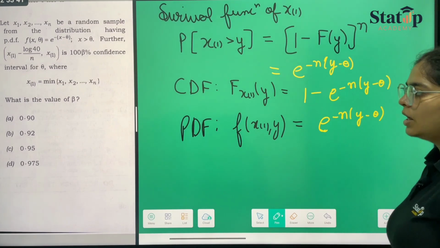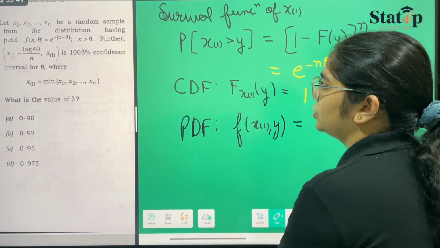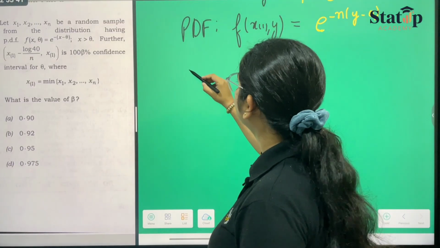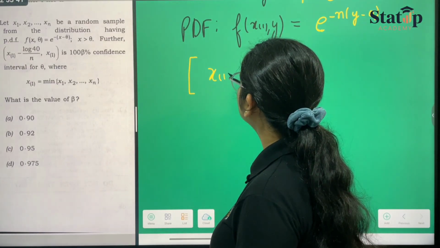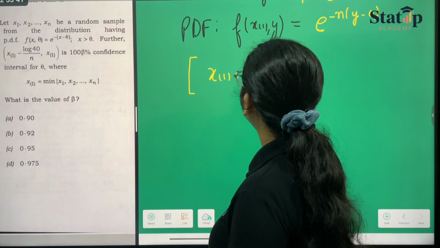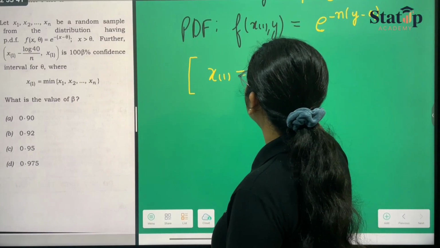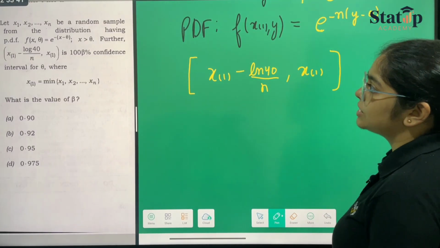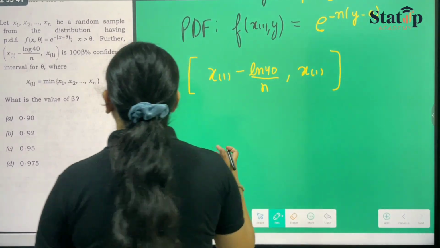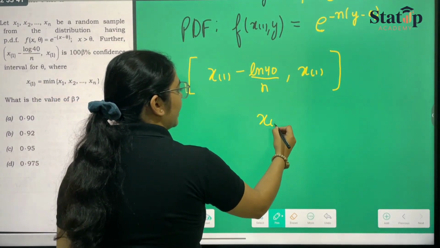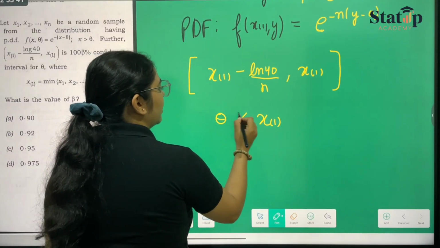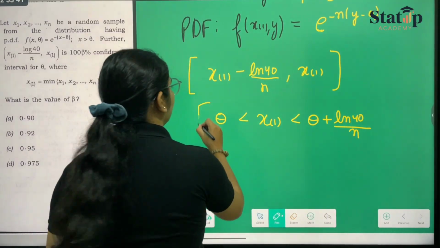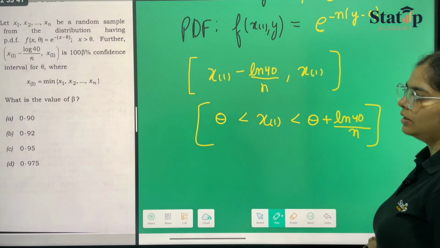Okay, final we have got. Now we have to check the distribution. For checking the distribution, first of all we have to check the limits. The limits have been given to us as x1 minus log 40 upon n and x1. The other limit provided is that it lies between theta. So x1 is in the middle, the lower limit will be theta, and the upper limit will be theta plus log 40 upon n. This is our final limits that we have calculated for xi.